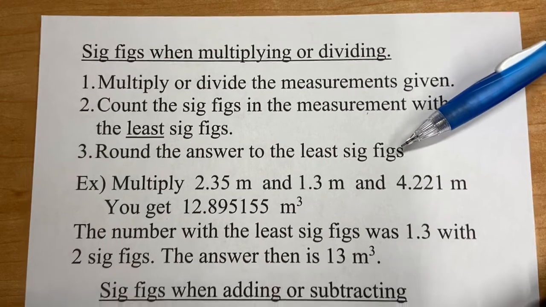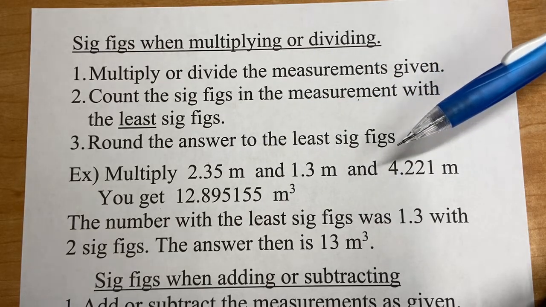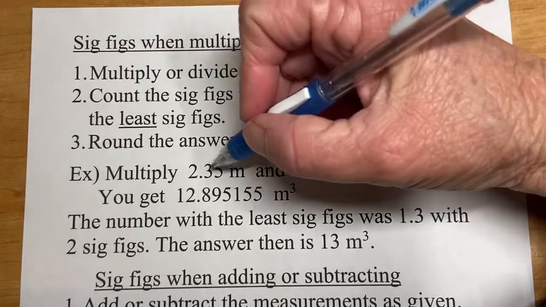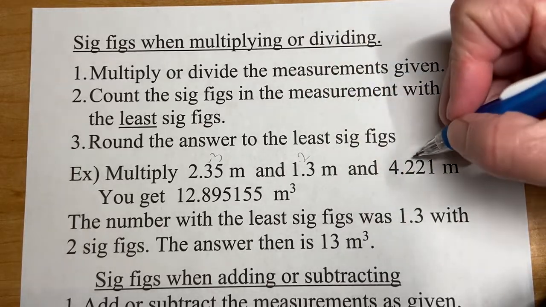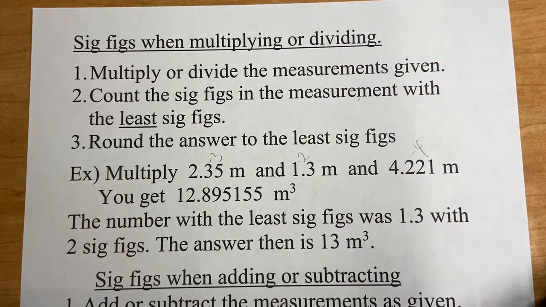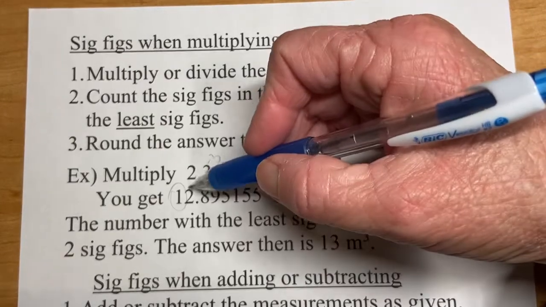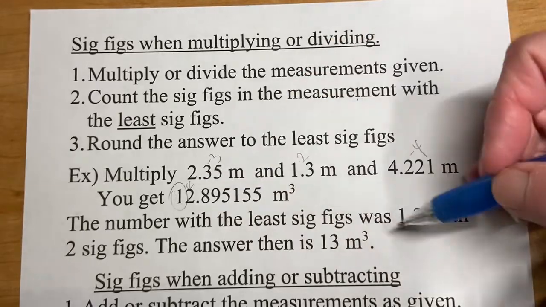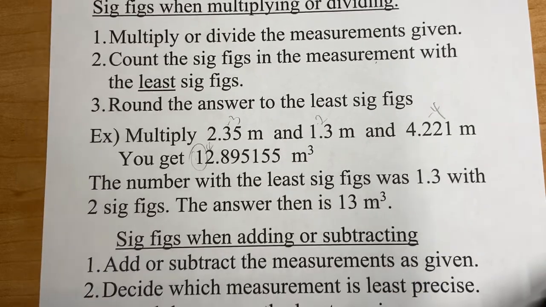So here's your example. If you multiply 2.35, 1.3, and 4.221, you will get this number. So this one has 3 sig figs, this one has 2 sig figs, this one has 4. I didn't give you any zeros. So the least number is 2. So my answer can only have 2. So here's the first number, that's good. And then the next one I check, that's the last sig fig I can have, and I need to see, does it round? So 12.8 is definitely going to be 13. And again, because you're doing volume here, it's meters cubed.